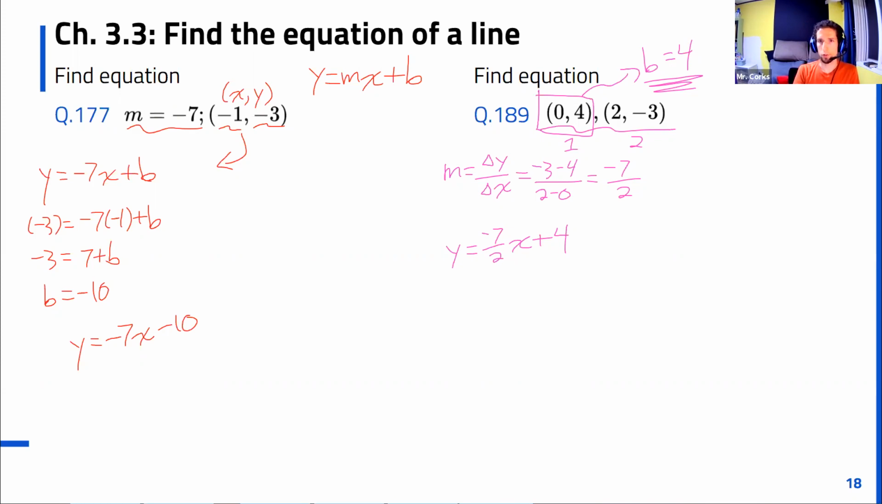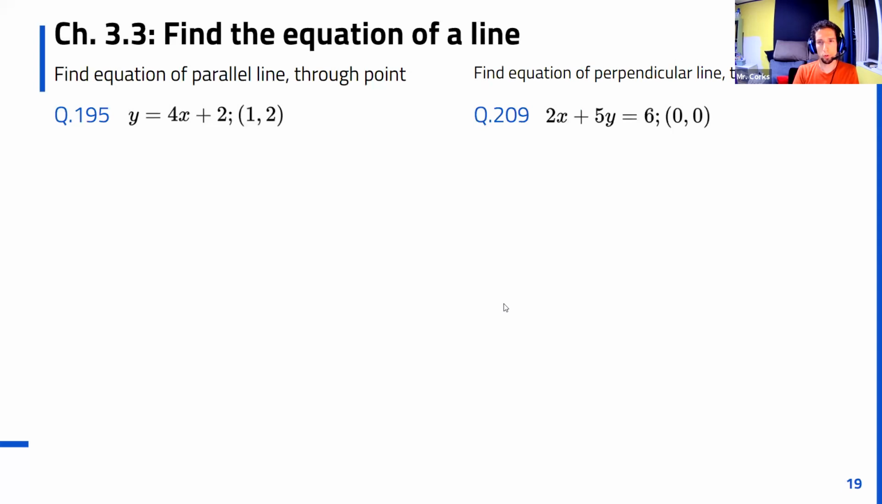All right, those are those two. It's a pretty standard way to figure out equations given some information. And 2 more here, the last 2 of the evening.